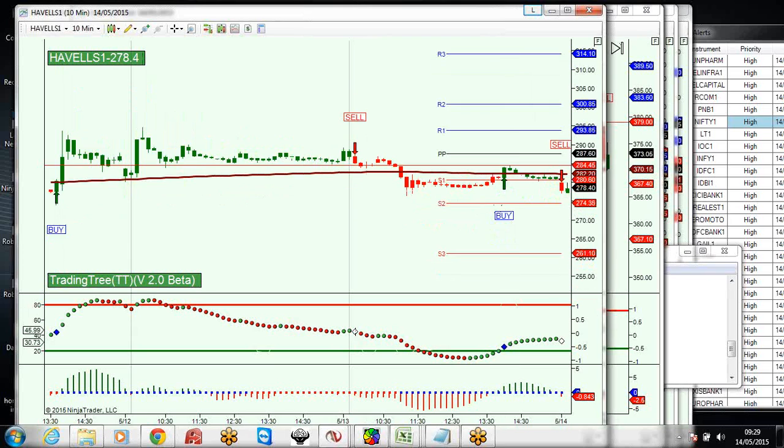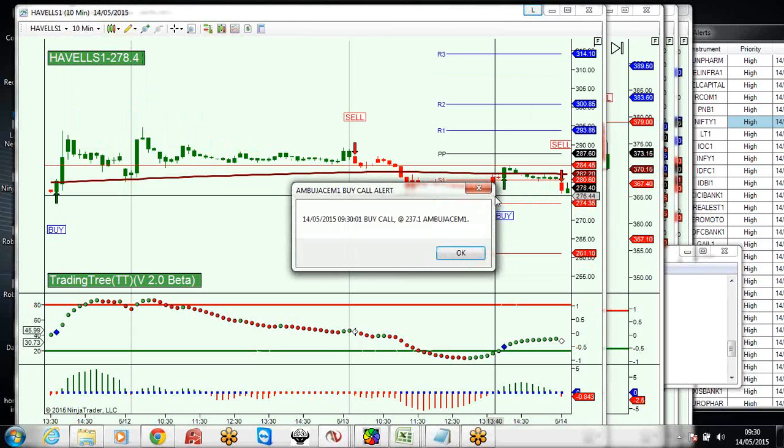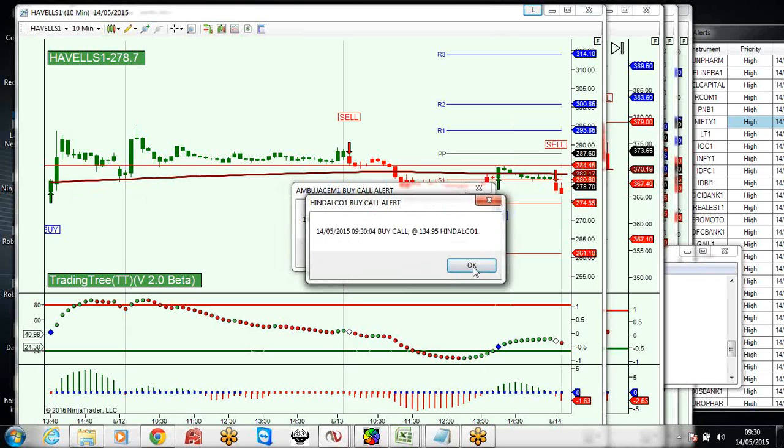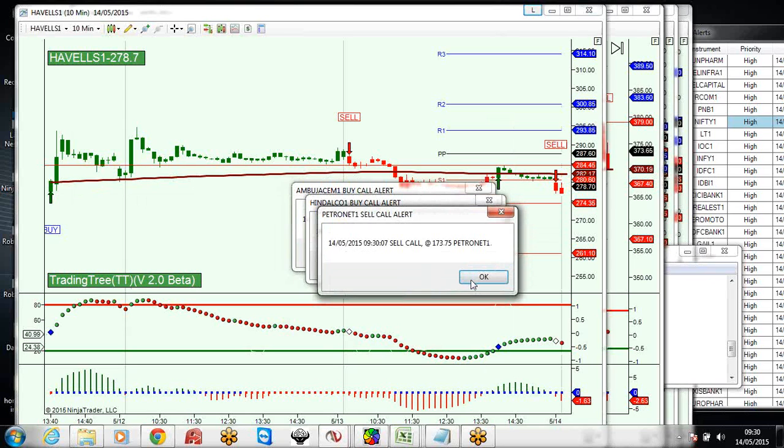Levels you can short, I'll give you the price, 276.40. There is a buy call in MPhasis. There is a buy call in Hindalco. So we have some buy calls. There is a sell call in Pidilite.